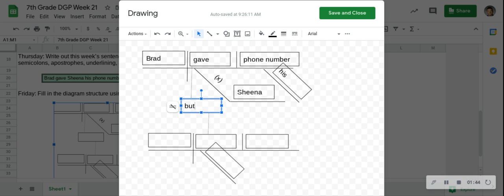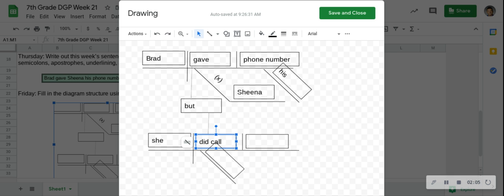Conjunction is but, all right? And then we're into our final clause. Sheena decided to do or not do something. So she, right, did is the helping verb that stays with our verb. So did is our helping verb. It stays with our verb call.